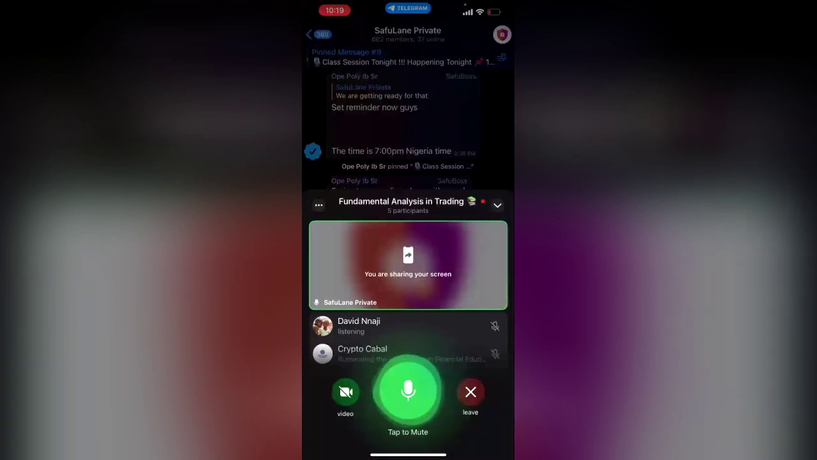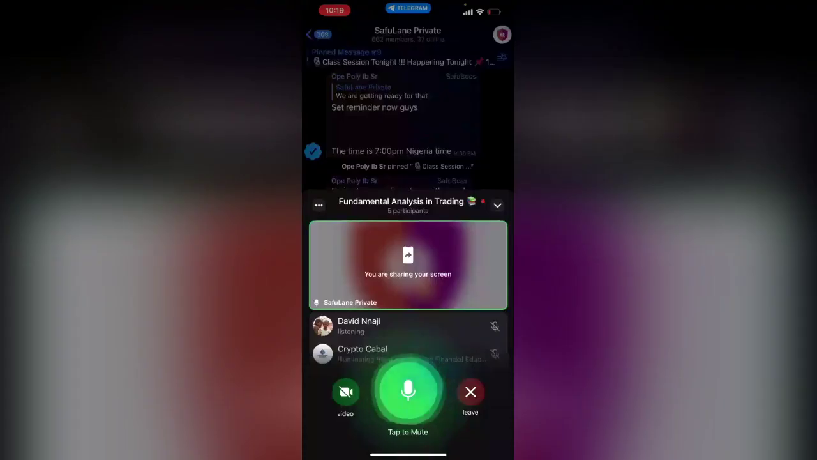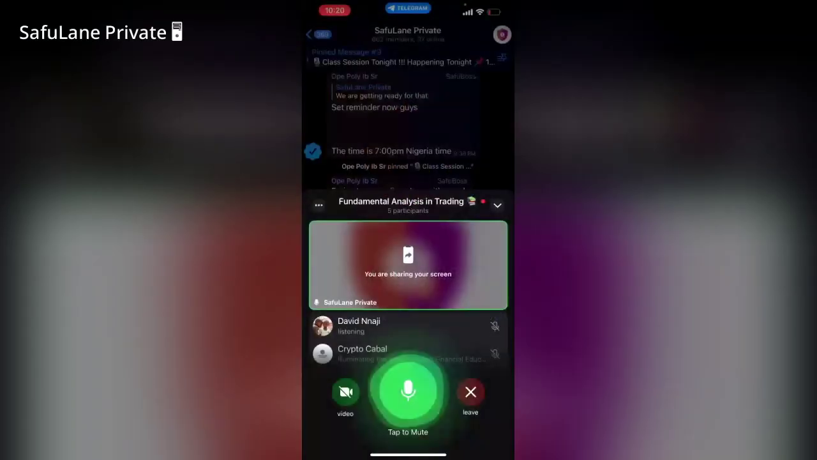So tonight we are going to be diving deep into fundamental analysis in trading, which is going to be taken by Crypto Kaba. Before then, we want to quickly check what we have on FriendTech. If you've been following us, you'll notice that we do explore and take some classes on what FriendTech has to offer. If you did not catch up on that with us, just check our last video on FriendTech on our YouTube page.